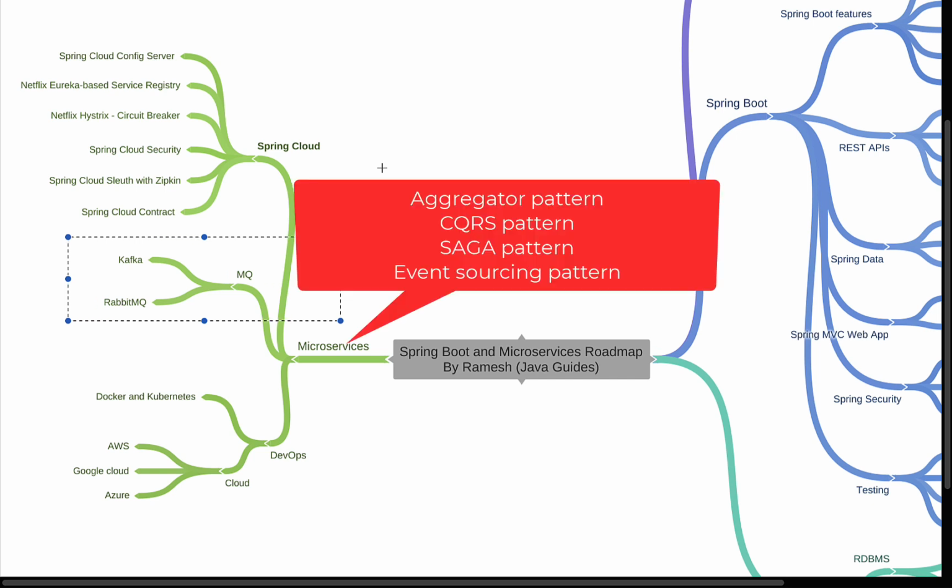Well, apart from Spring Cloud and message queues, you need to know about the design patterns that are required to develop the microservices architecture. There are a lot of well-known design patterns available, for example aggregator pattern, CQRS pattern, saga pattern, event sourcing pattern. So these are the well-known microservices patterns that we can use. Just have a basic understanding of the different microservices patterns, so that it will help you to develop the microservices architecture. Okay, great.